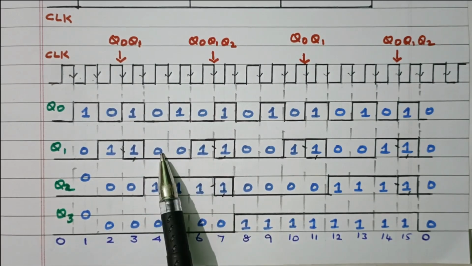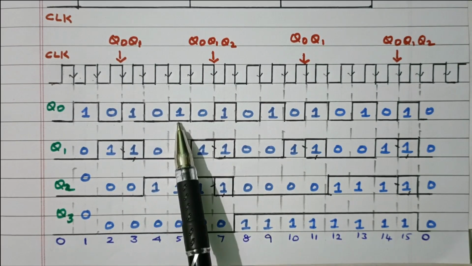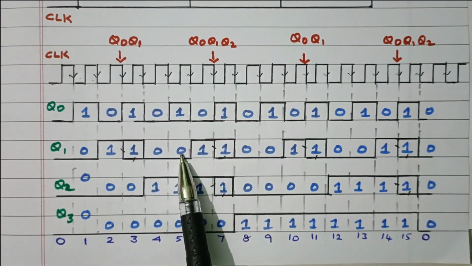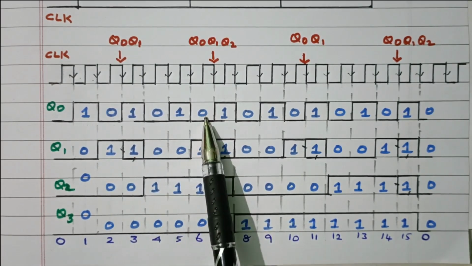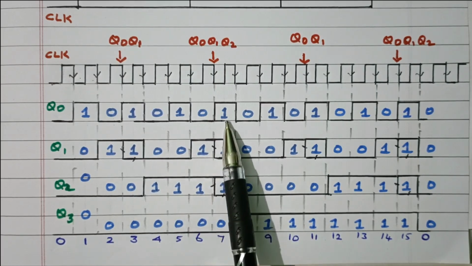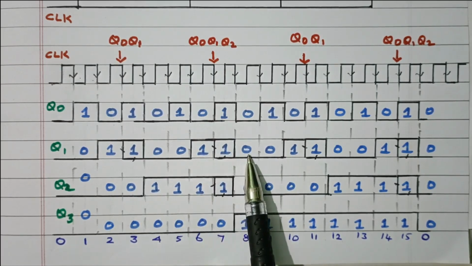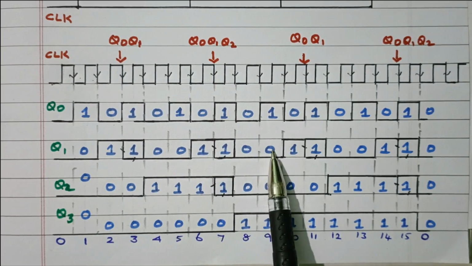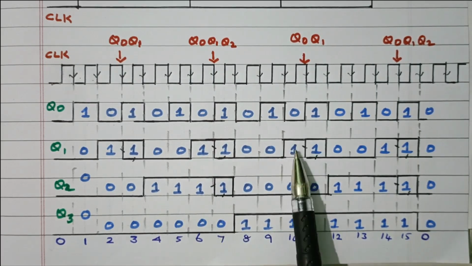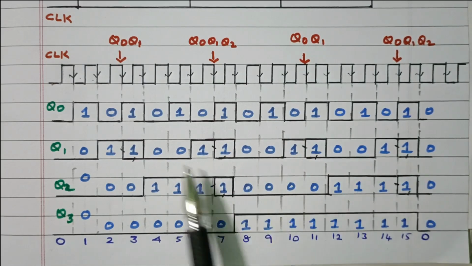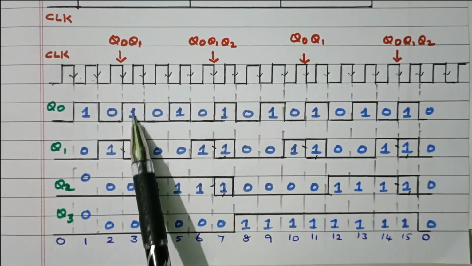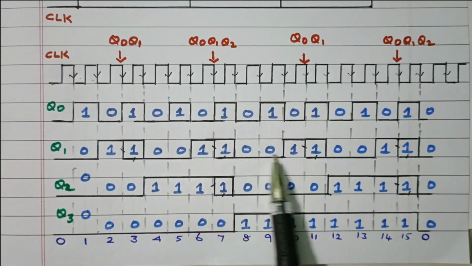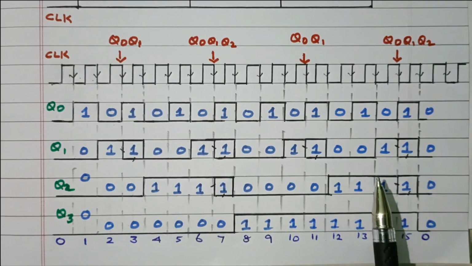Here 0, no change, 0 is maintained as it is. 1 means toggle from 0 to 1. Again 0, no change. 1, toggle from 1 to 0. 0, no change. 1, toggle from 0 to 1. 0, no change. Like that it goes. So whenever there is a 1, the toggle occurs for the second flip-flop.